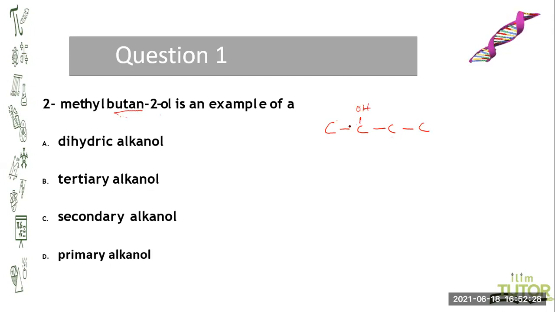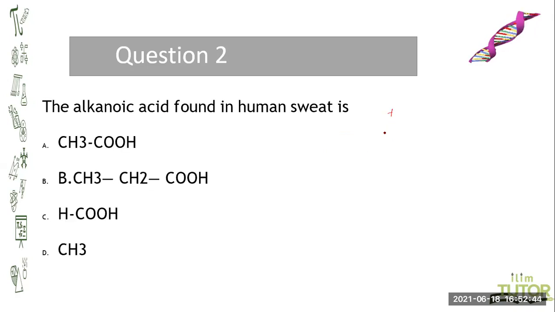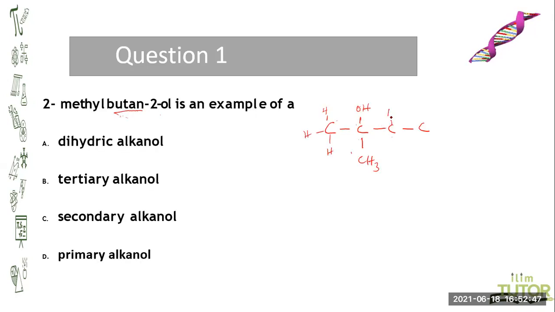And there's also an attachment, 2-methyl. So I must also have a CH3 at carbon 2. So look at this: hydrogen, hydrogen, hydrogen, hydrogen, hydrogen, hydrogen, hydrogen. If I look at this, all I will ask myself, remember, we said for primary, it must be RCH2OH. For secondary, it must be RCHOH. For tertiary, it must be ROCOH.